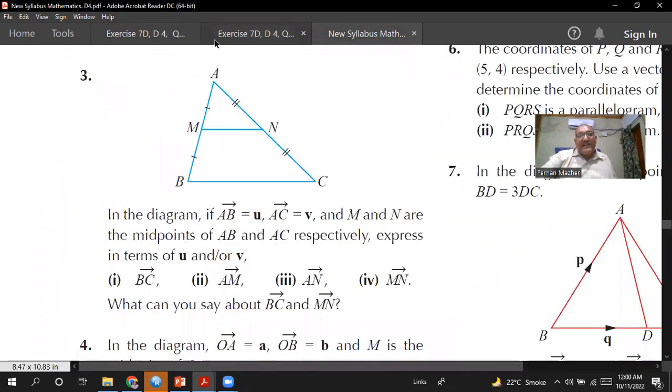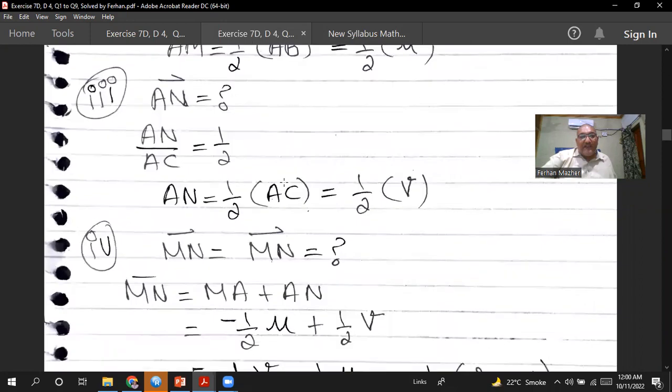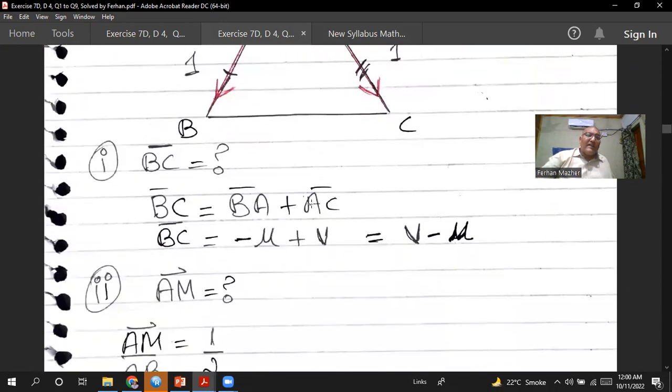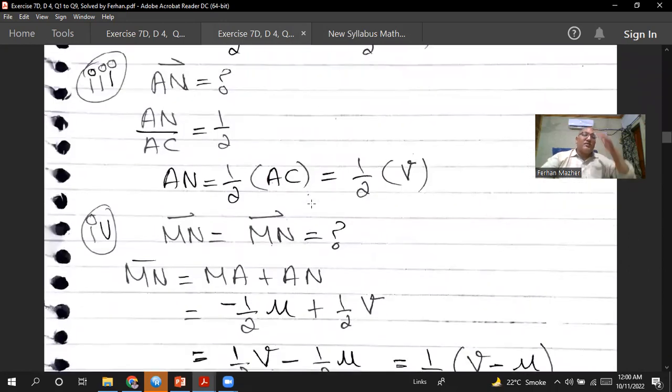Next question is find the AN value. I want to find A to N, and I know the value of A to C, that is V. I know the ratio of the cutting here also, so I can find the AN, there's no problem. AN, which I want to find out, divided by the AC, whose value I know, equals the ratio between them. AN is 1 and AC is 2 in terms of ratio.